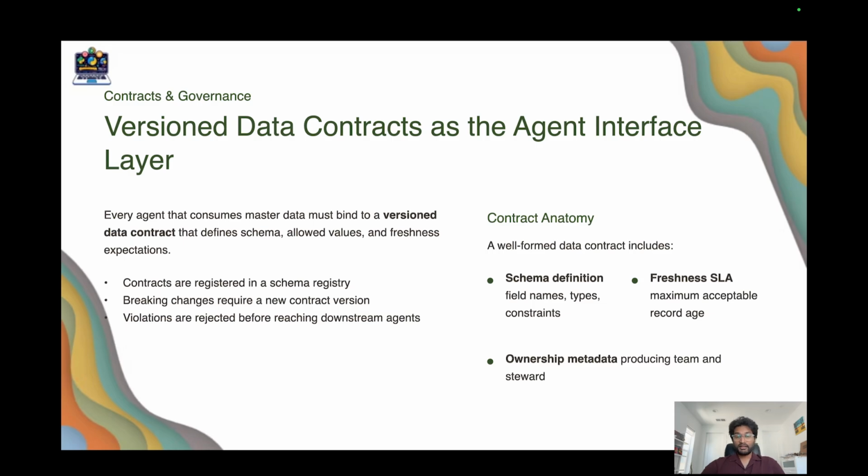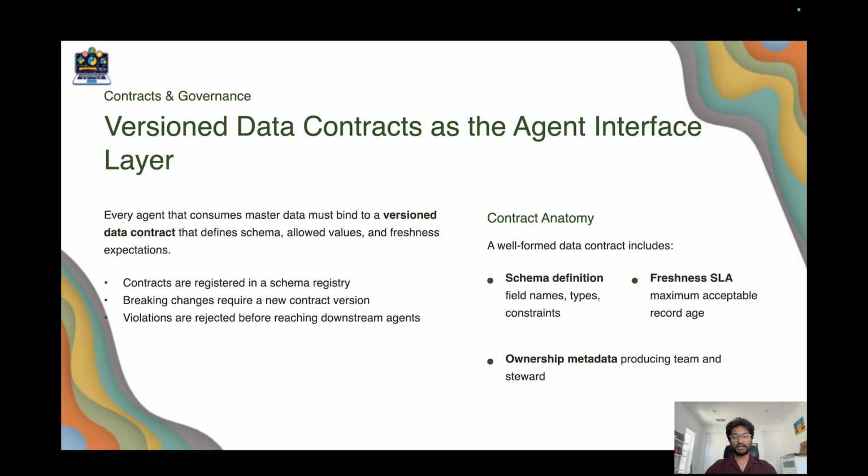This brings together everything we've talked about: the data contract. Every agent binds to a version contract. It specifies the schema, the allowed values, the freshness guarantee it can rely on. If you want to make a breaking change, you publish a new version. You do not silently mutate the one that is live. And any record that violates the contract is rejected before it ever reaches an agent.